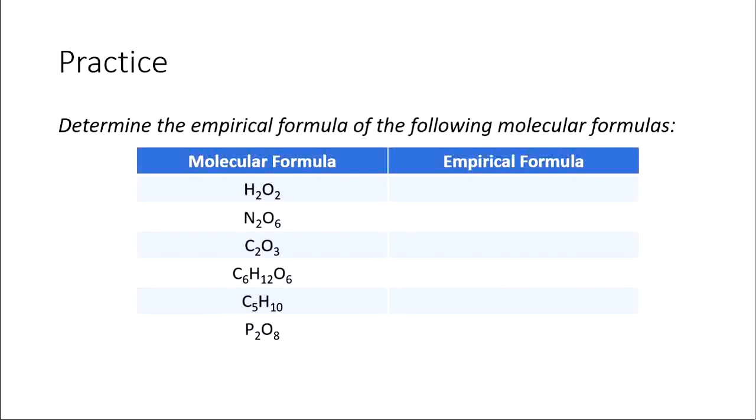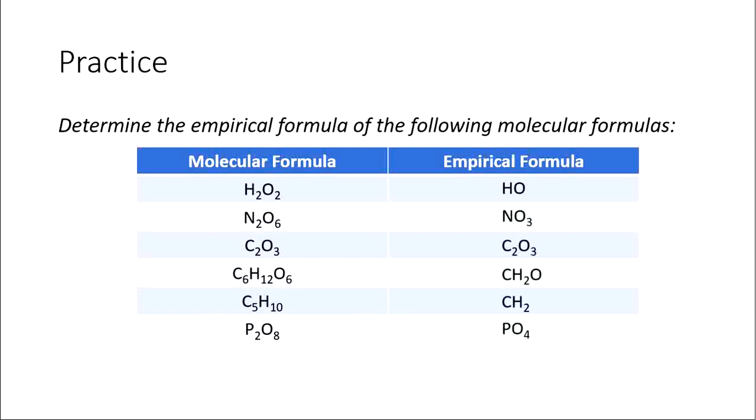Now determine the empirical formula of these molecular formulas. So again, all you're going to do is reduce the ratio. So for example, H₂O₂, the ratio is 2:2. Well, that can be simplified to 1:1, and so the empirical formula is HO. Go ahead and complete this list. Play the video when you're done.